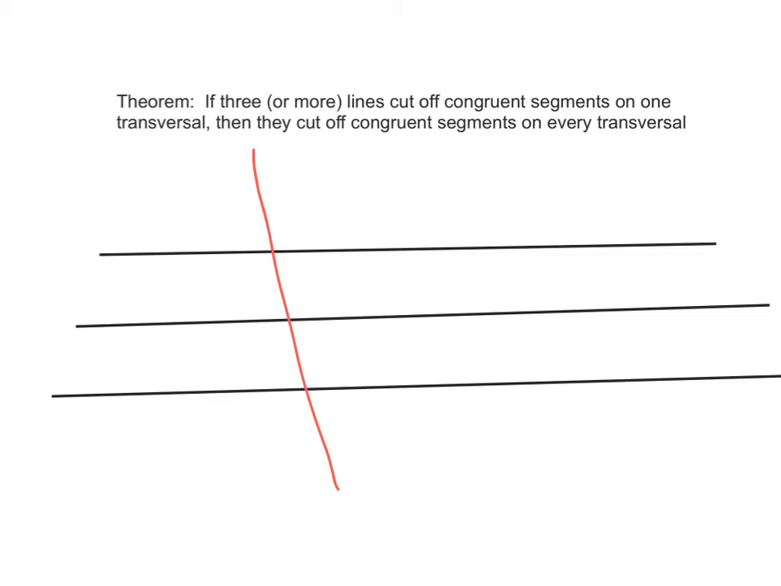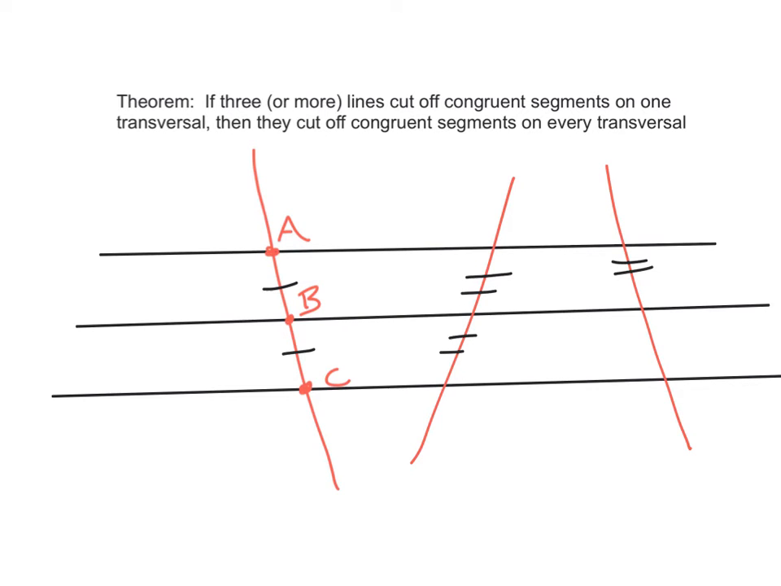This says that if three or more lines cut off congruent segments on one transversal, meaning if we call this little part A, B, C, so meaning this point. What this is saying is if I have these lines right here that are equally spaced out so that this is congruent to this, then if I were to draw any other transversal, say this one or this one, it'll cut this one equally, it'll cut this one equally, etc., etc. And that's it.